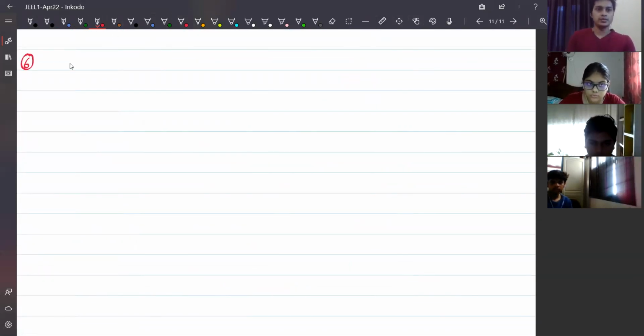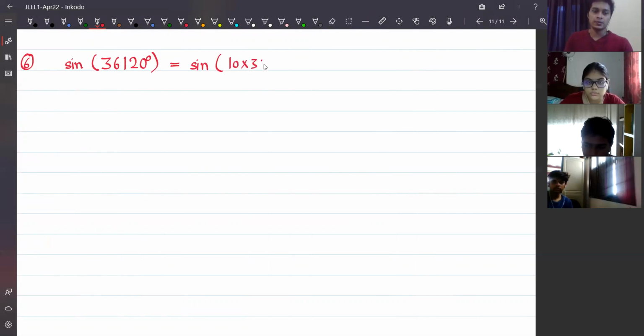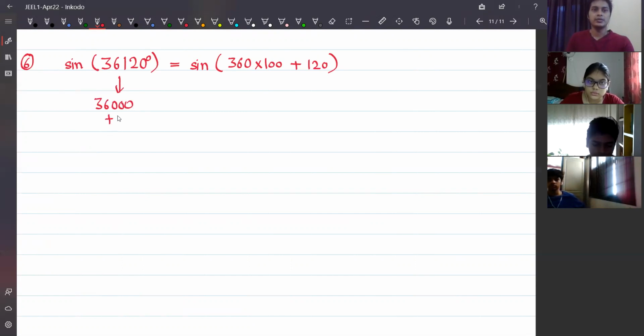And one more example. Suppose the angle is really big, say 36,120 degrees. Don't be afraid of such angles. You just have to write it in multiples of 360. If you divide it by 360, it will come out to be 100 into 360 plus 120, because this is 36,000 plus 120.